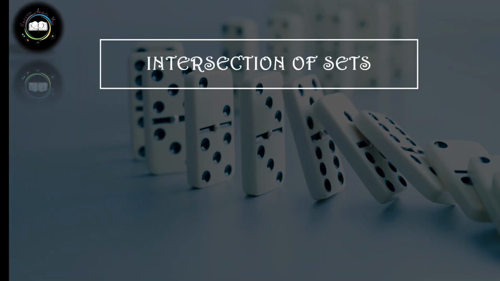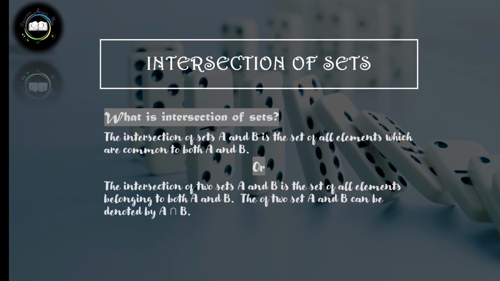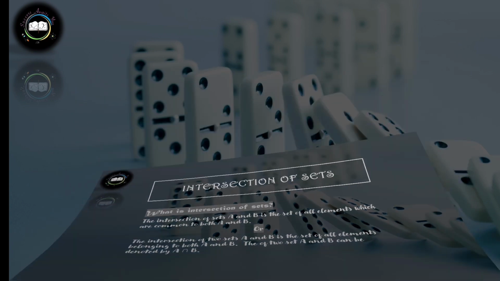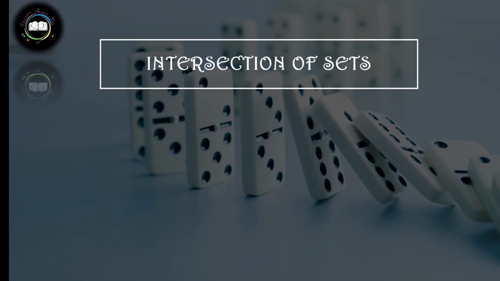First, what is intersection? Well, intersection of two given sets is the largest set which contains all the elements that are common to both the sets, or the intersection of two sets A and B is the set of all elements belonging to both A and B. Let's take an example here so it can be better understood.